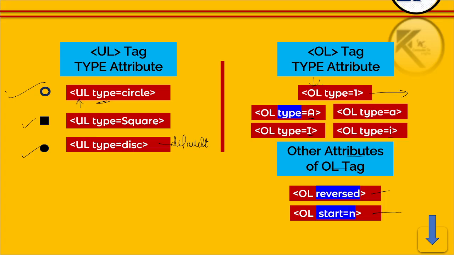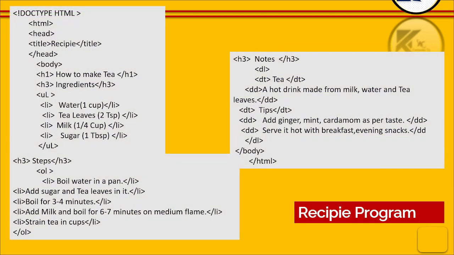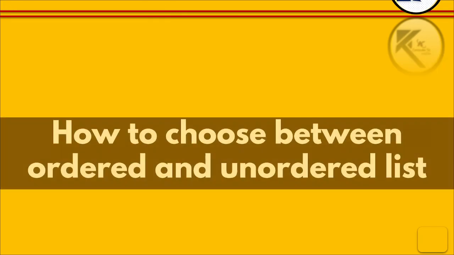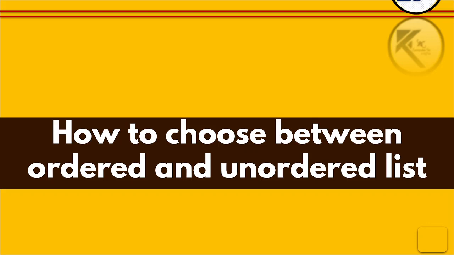Now, another very important thing. This is the program which you had just made, and you can copy this program and try it on your own. One very important thing is choosing between ordered and unordered list.